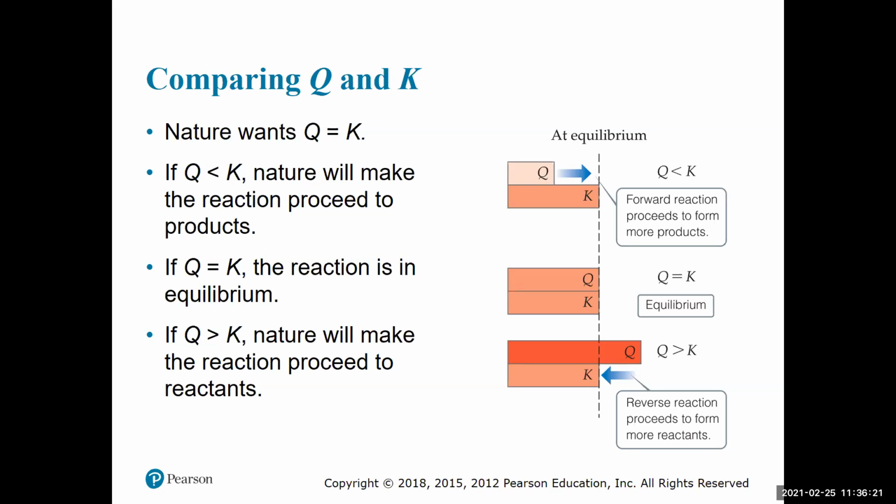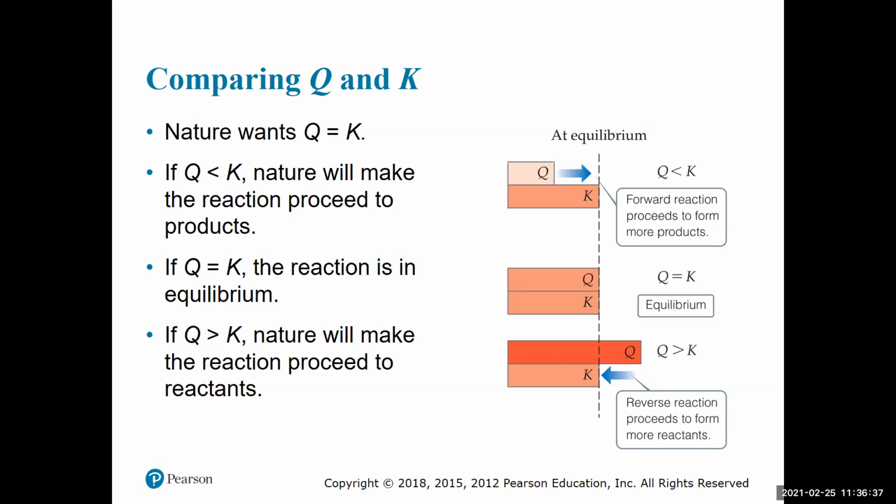If we're at equilibrium, Q equals K, all right? So if we're at equilibrium, Q would equal K. And that's what we're striving to get at. That's what the reaction wants to get to.